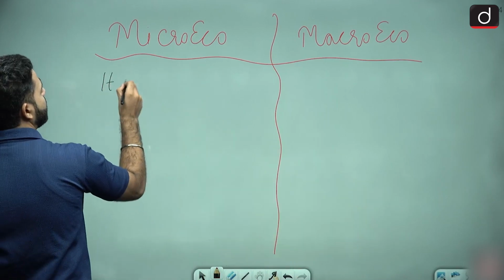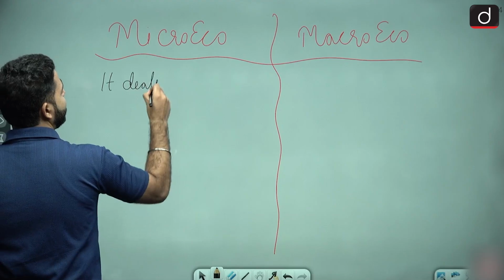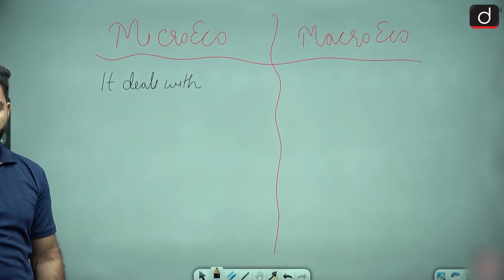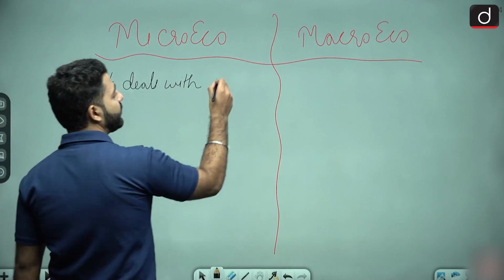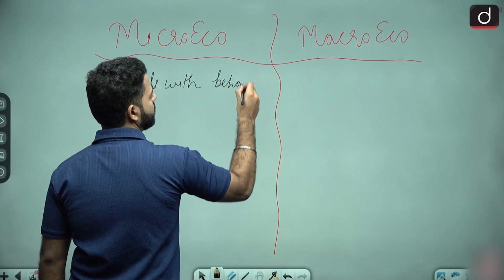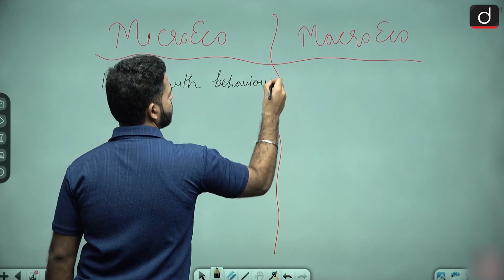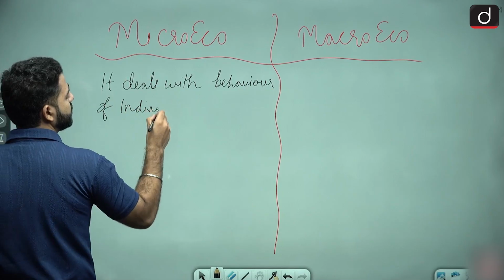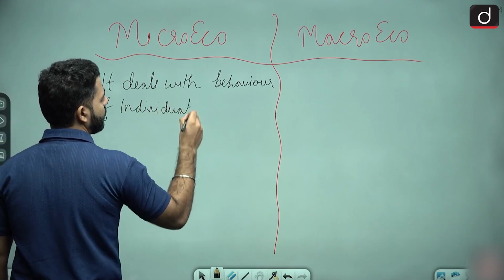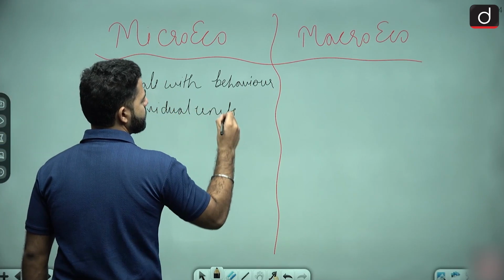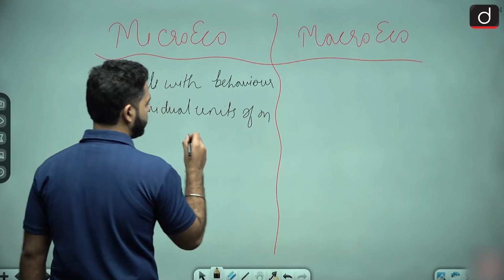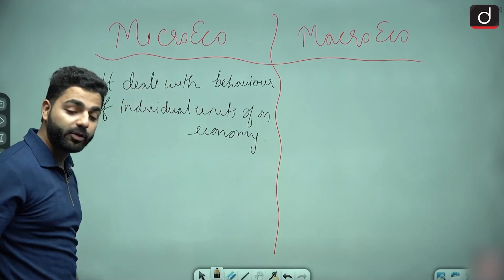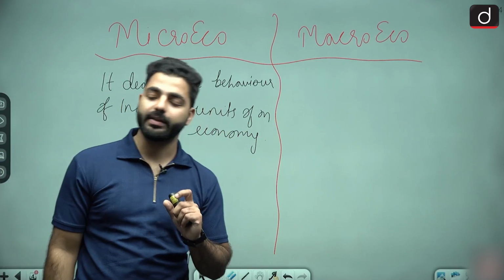So यहाँ पे लिखो, please write with me. It deals with behavior of individual units of an economy, right? So micro discusses the individual units of an economy, right?